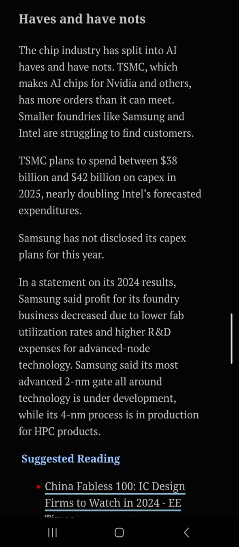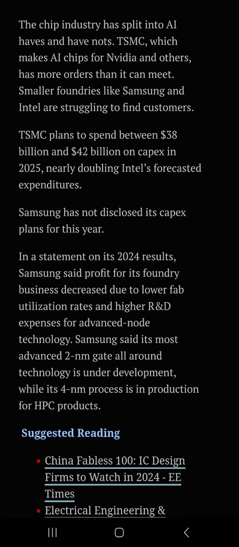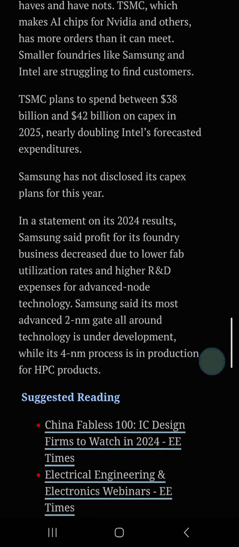In a statement on its 2024 results, Samsung said profit for its foundry business decreased due to a lower fab utilization rate and higher R&D expenses for advanced node technology. Samsung said its most advanced 2nm gate-all-around technology is under development, while its 4nm process is in production for HPC products.